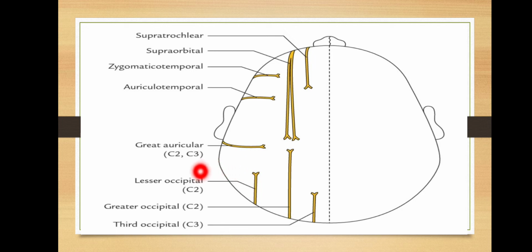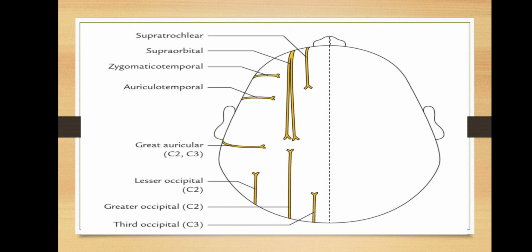I mentioned in the bracket the greater auricular nerve is derived from C2 and C3. The lesser occipital is derived from C2. The greater occipital is derived from C2. The third occipital is derived from C3. So these are the points you should mention in the sensory nerve supply of the scalp.